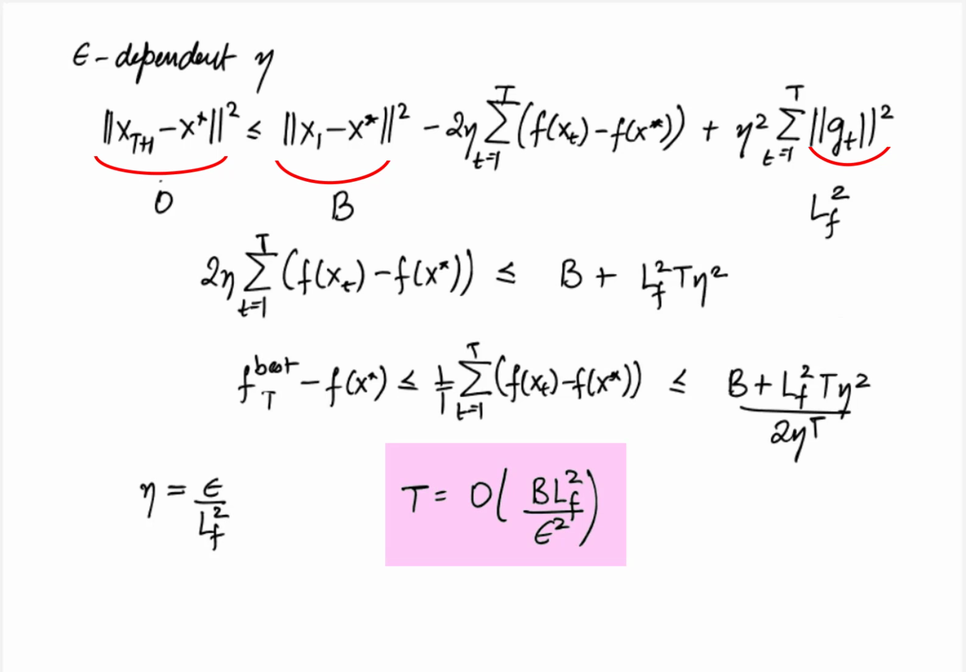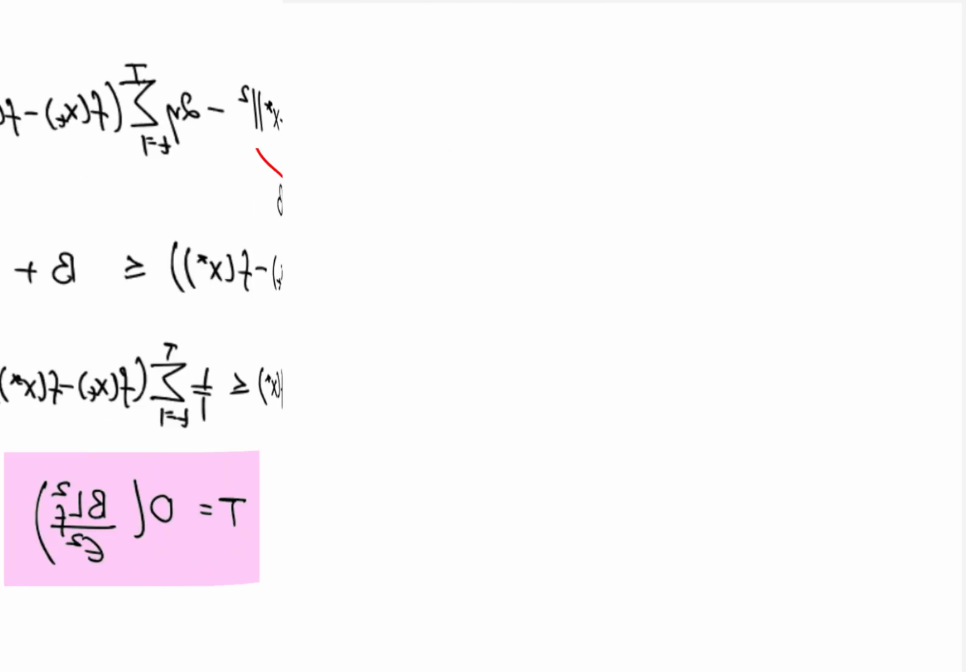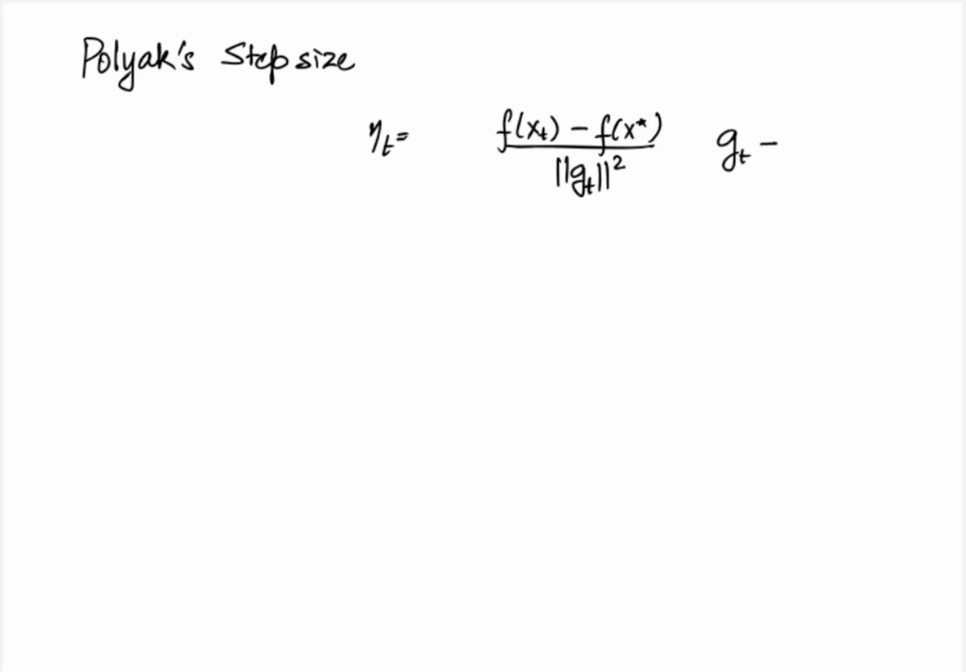So now, since epsilon dependent step size may not be practical, let us look at an adaptive step size rule called the Polyak's step size, which was proposed by Boris Polyak and is given by eta_t equal to (f(x_t) - f(x*)) divided by ||g_t||^2 if g_t is not equal to 0 and 1 if g_t equal to 0. We don't need to worry about the case g_t equal to 0 because at that point we are already at the optimum.